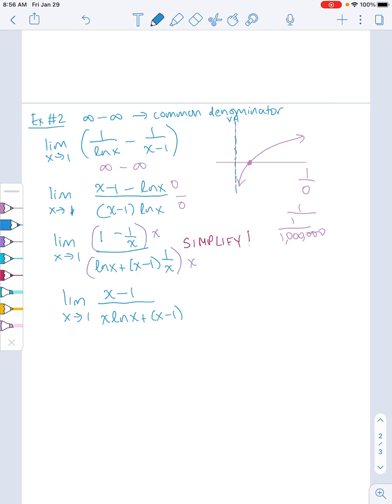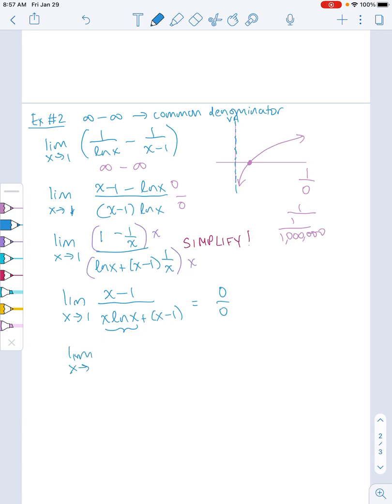Now at this point, when it looks nice and simplified there, we're going to plug in. And so when we do, we get 1 plugged into the top is 0. And then when we plug the 1 in at the bottom, we get this here is 0, because ln of 1 is 0, plus 0 again, that is 0 over 0. So since we have a second indeterminate form, we apply L'Hopital's rule again.